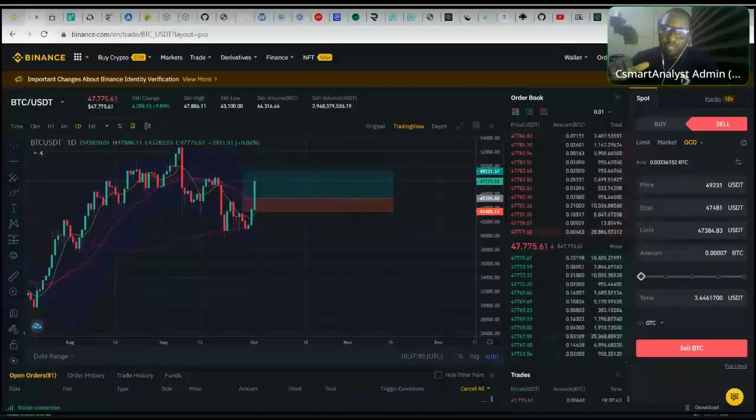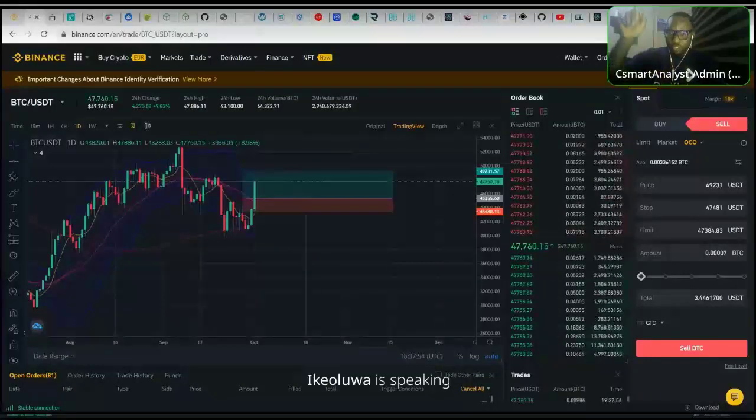Then it is best for your limit price to be below your stop price, because if your limit price is above your stop price, you're saying that if the market drops down and goes back upward, that is when it should sell. But it's best that if it drops and keeps going down, then it should sell, not when it drops and goes back upward.